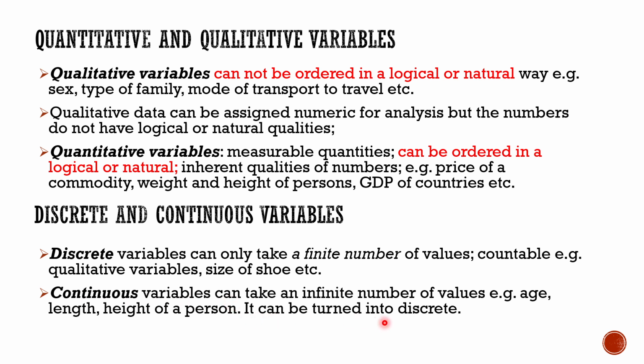However, it can be turned into discrete, like if we calculate age in years. So we'll not say that the age of a person is 15 years, 6 months and so on. We'll say that age is 15 years. So this can actually be turned into a discrete variable.